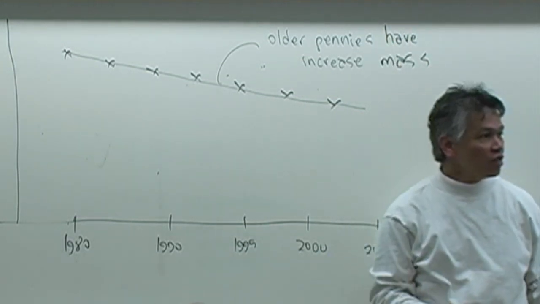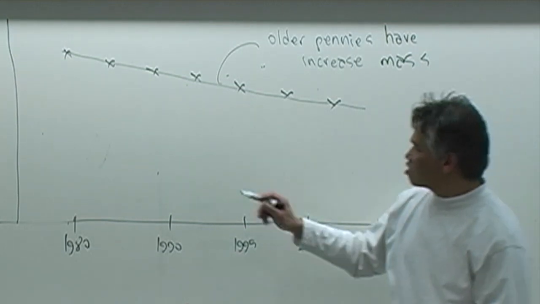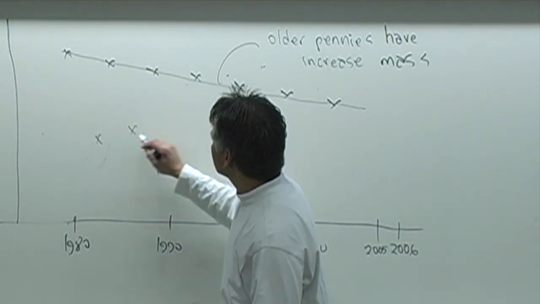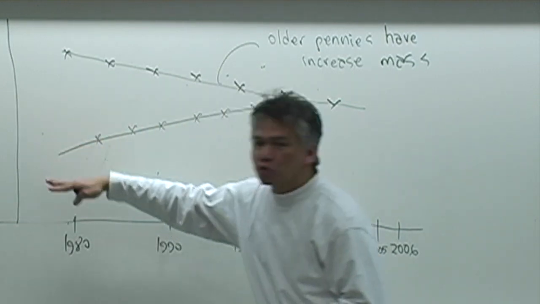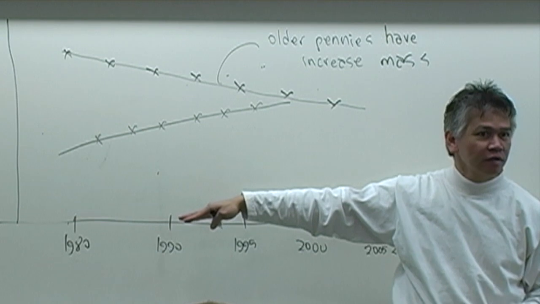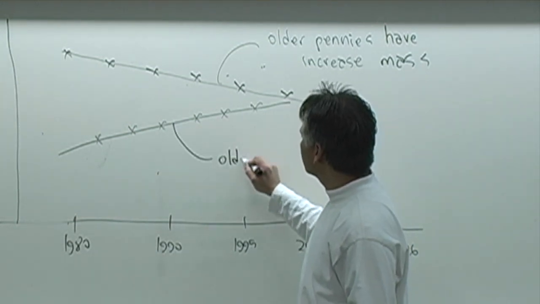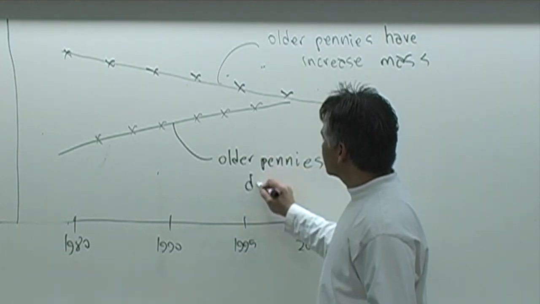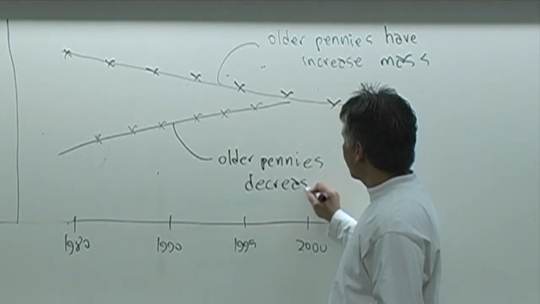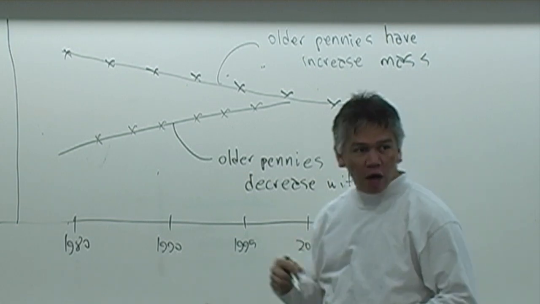On the other hand, if your hypothesis is that pennies decrease with age, then you would see something that looks like this. Over time, the pennies would be lower in mass. So this would be consistent with the hypothesis that older pennies decrease with age. So how do we verify that?